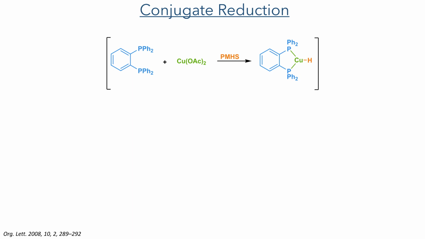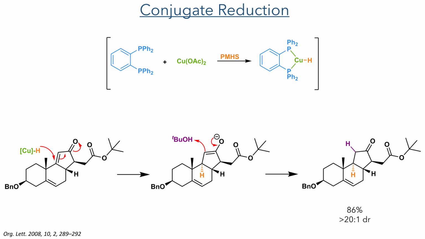1,2-Bis(diphenylphosphino)benzene was first reacted with copper acetate in the presence of polymethylhydrosiloxane. This forms a copper hydride species that selectively undergoes conjugate addition to the enone system, as it is a soft nucleophile and preferentially attacks the soft electrophilic site. The resulting enolate intermediate is then protonated by tert-butanol, generating the product in an 86% yield.